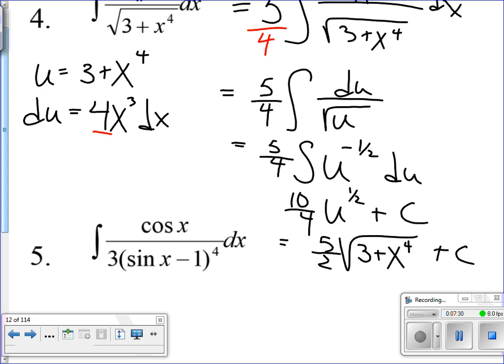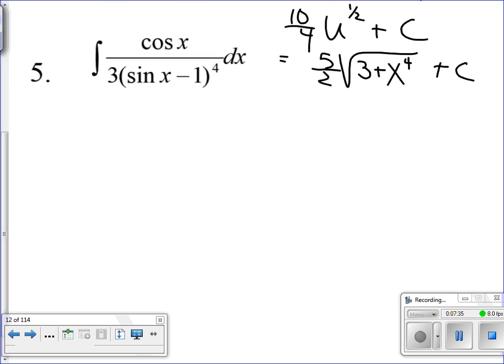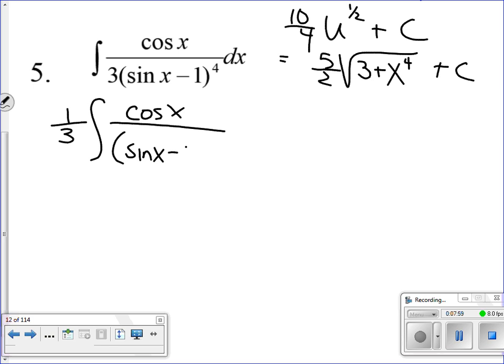Okay, moving on to number 5. Again, this is not a familiar integration formula. We're going to use u sub. I think I will first pull out the 3 in the denominator. So what I'm really pulling out is a 1/3. When you pull a constant out in the denominator, remember it's 1 over that constant. So we have cosine x over sine x minus 1 to the 4th.